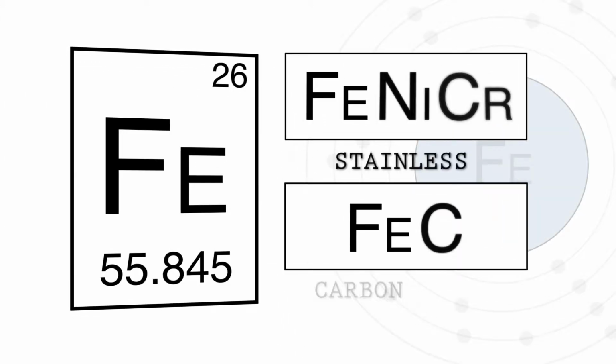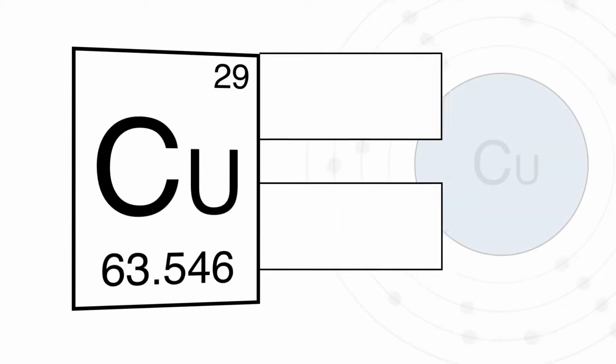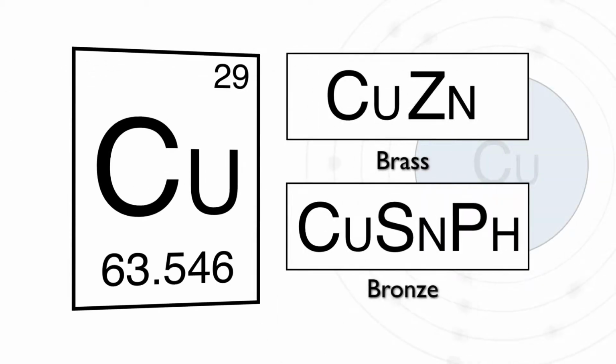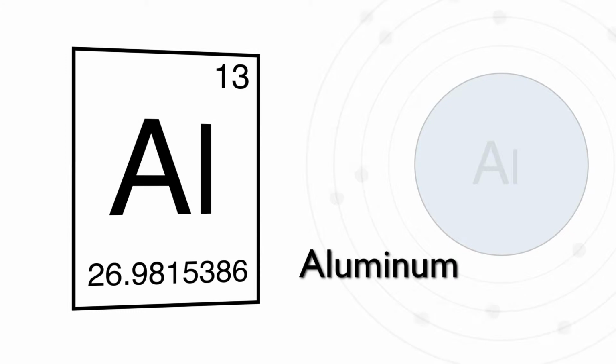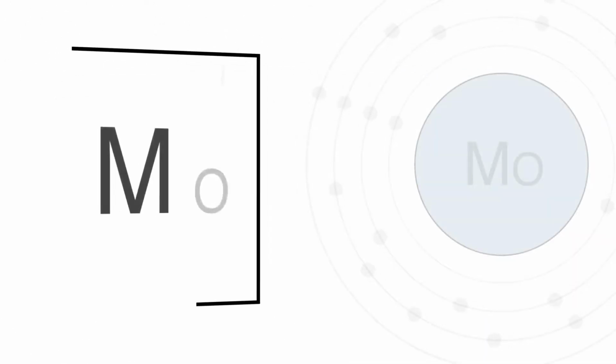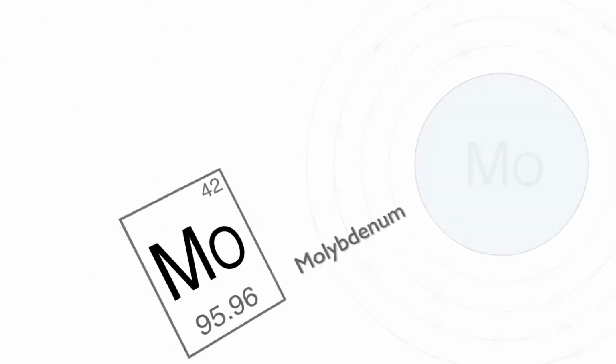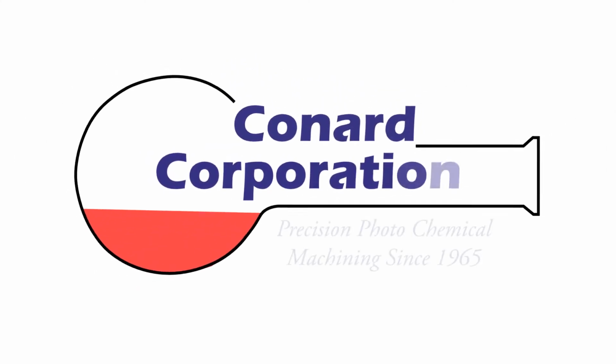The photo etching process is suitable for many metal alloys, including stainless and carbon steels, copper, brass, bronze, nickel, aluminum, molybdenum, and specialty alloys used for electronics and many other industries.